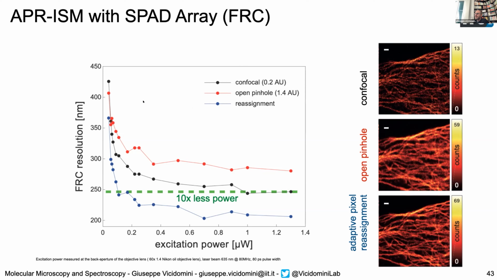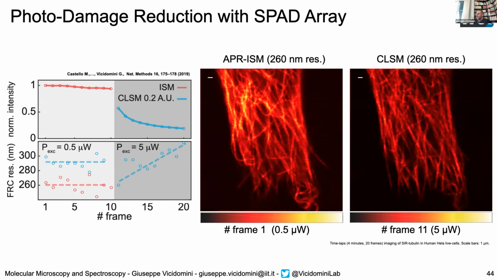So as you can see, in all three cases, confocal, open pinhole confocal and Pixel-Reassignment, there is an improvement in resolution for increasing power. This is just because we improve the signal to noise ratio. But what is more interesting to observe is, first, that Pixel-Reassignment always gives you the best resolution. And another very important thing is that you can get the same resolution with image scanning microscopy, but with 10 times less intensity than in a confocal microscope. So that means that this technique is ideal for live-cell imaging.